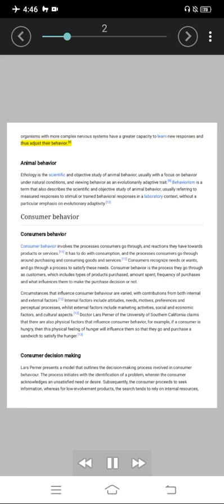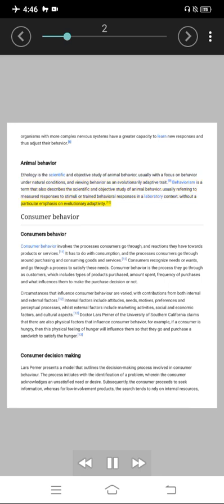8. Animal behavior. Ethology is the scientific and objective study of animal behavior, usually with a focus on behavior under natural conditions, and viewing behavior as an evolutionarily adaptive trait. 9. Behaviorism is a term that also describes the scientific and objective study of animal behavior, usually referring to measured responses to stimuli or trained behavioral responses in a laboratory context, without a particular emphasis on evolutionary adaptivity.